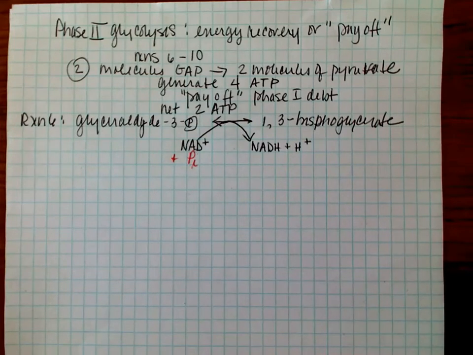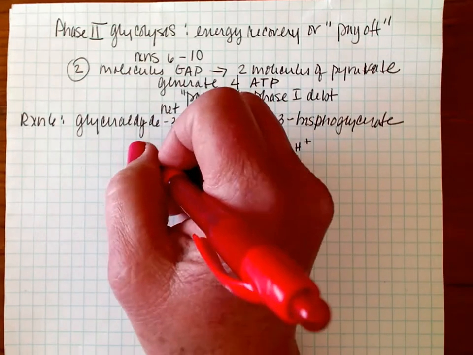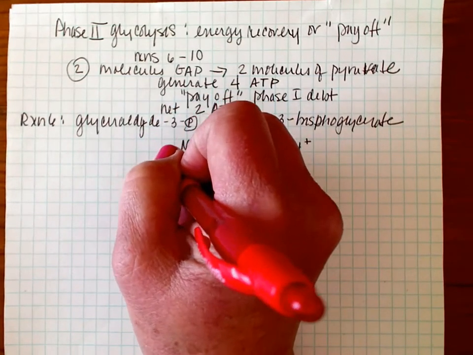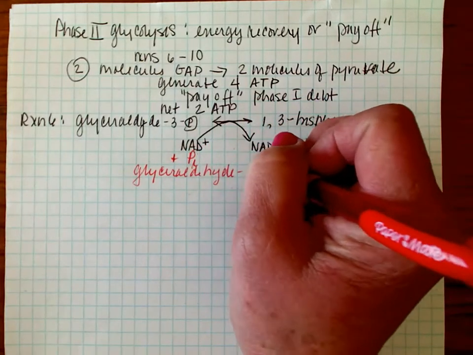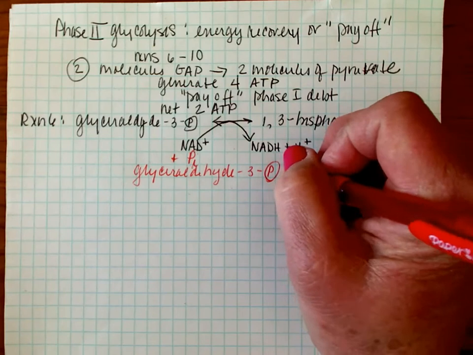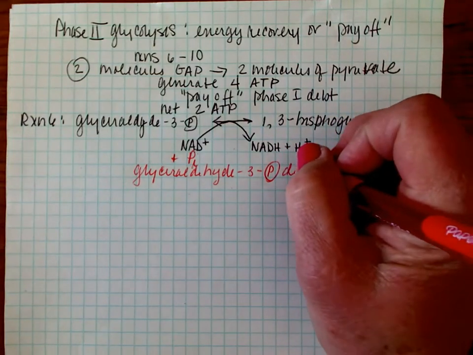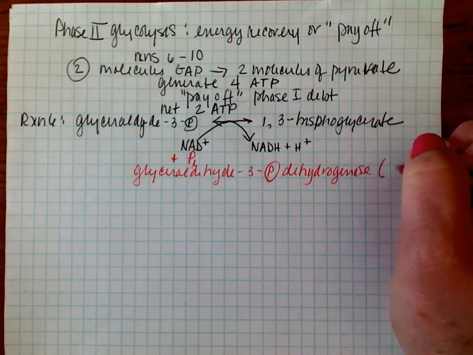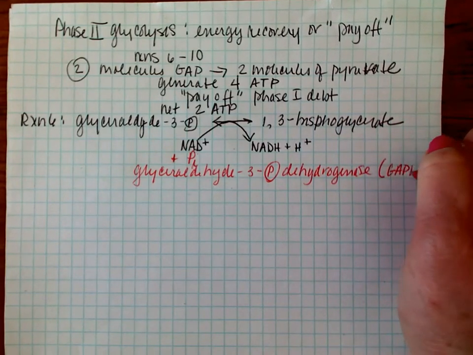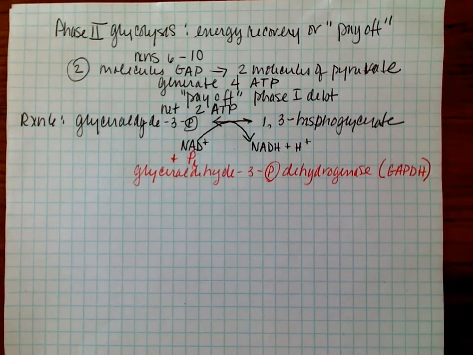and the enzyme that is required here is glyceraldehyde 3-phosphate dehydrogenase, or GAP DH. Okay. So in this reaction, we've got a reduction and a phosphorylation.